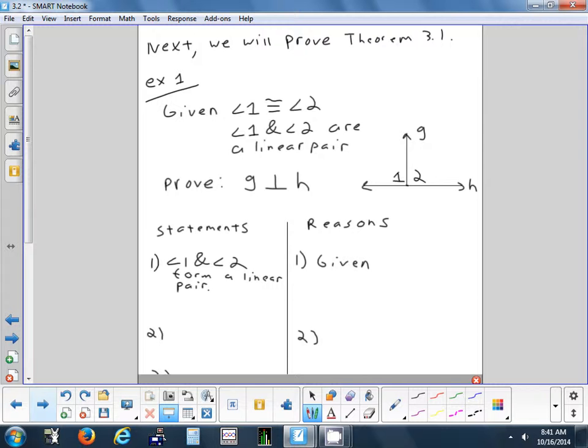Okay, what I haven't done this time is list everything in the given, because there are some facts that I can prove just by knowing angles 1 and 2 form a linear pair, and I don't need to know that they're congruent yet. I'm going to get to a point in this proof where I need to know that, and when I need to say that, I'll say it at that time.